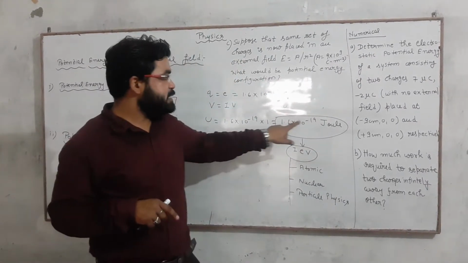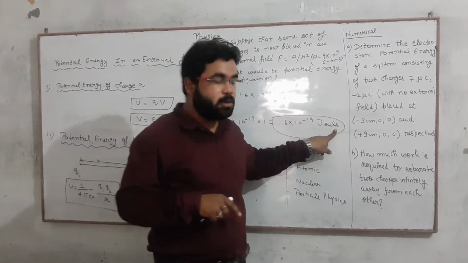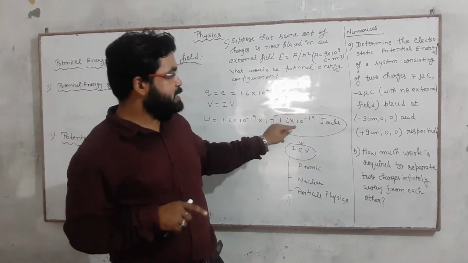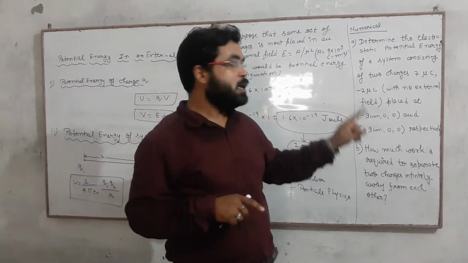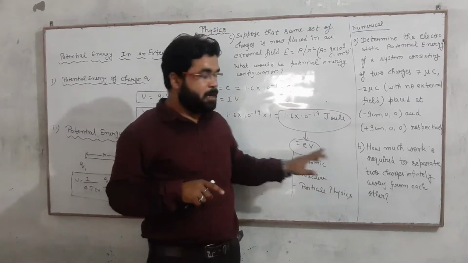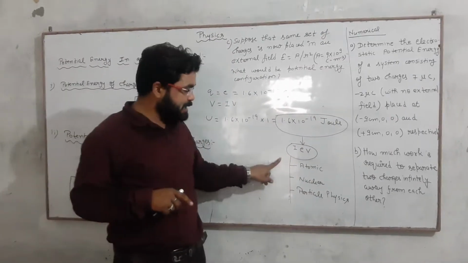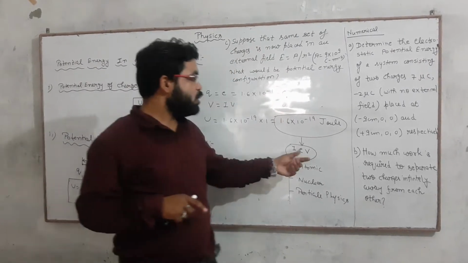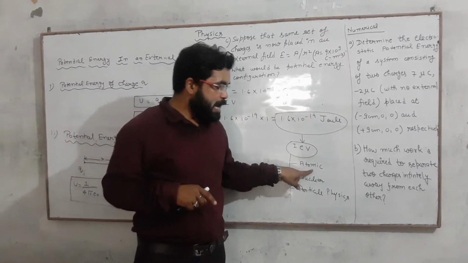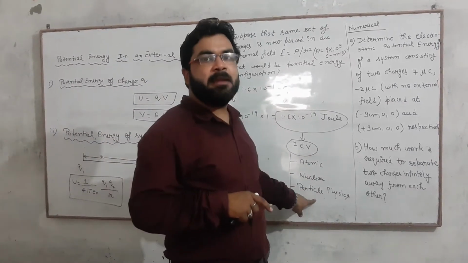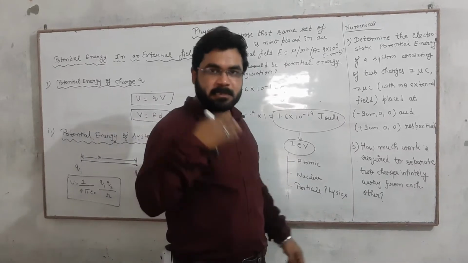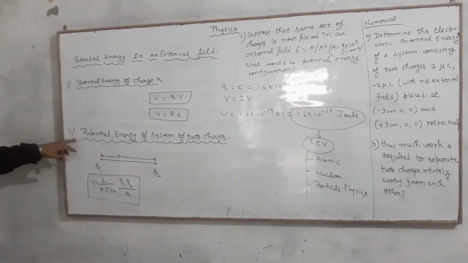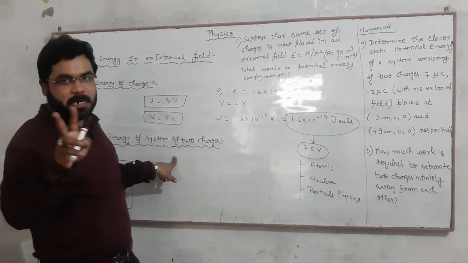So 1.6 into 10 to the power minus 19 joule is also called 1 electron volt. This unit is basically used in many branches of physics: atomic physics, nuclear physics, and particle physics, which we will discuss later. Now comes the second case, potential energy of a system of two charges.